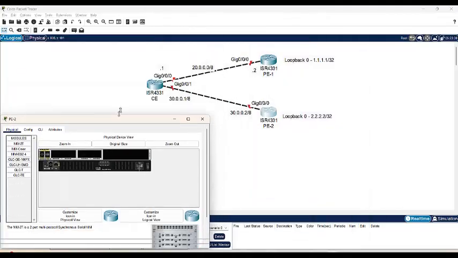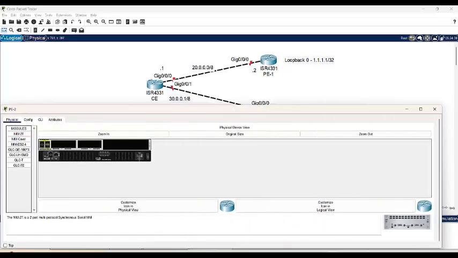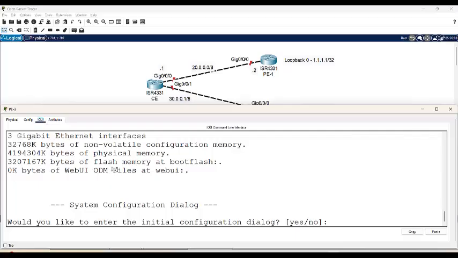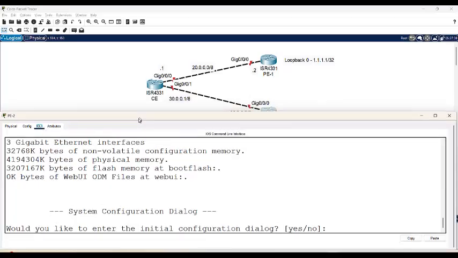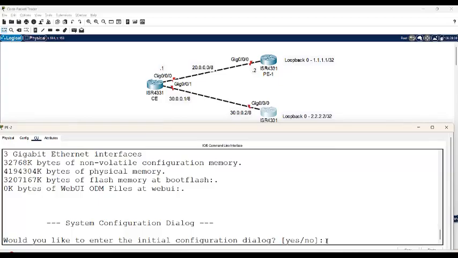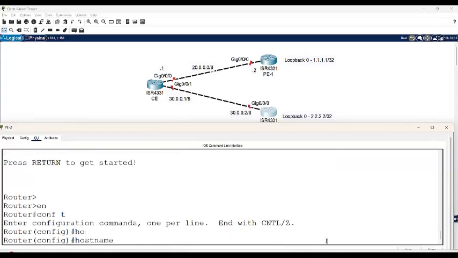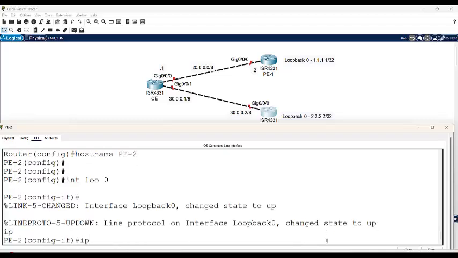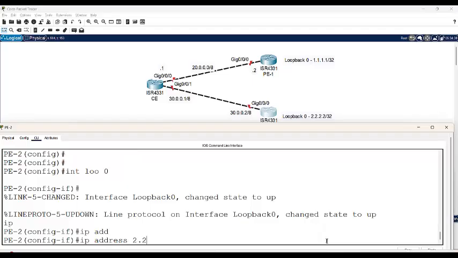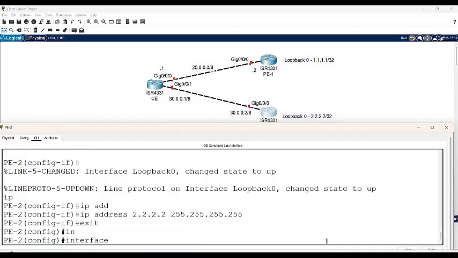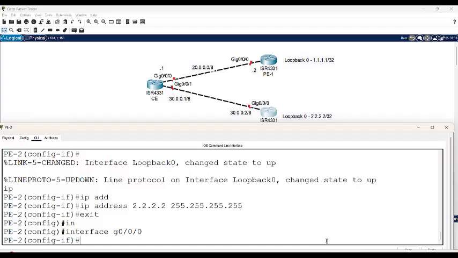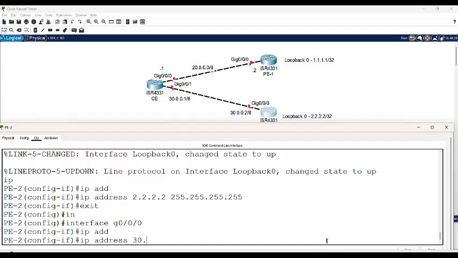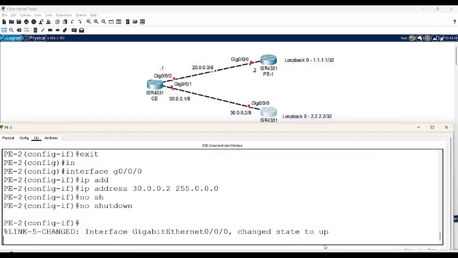PE2 router. Hostname PE2, interface loopback 0, IP address 2.2.2.2, 255.255.255.255. Interface gig 0/0/0, IP address is 30.0.0.2, 255.0.0.0, and I say no shutdown. See, I have said no shutdown.